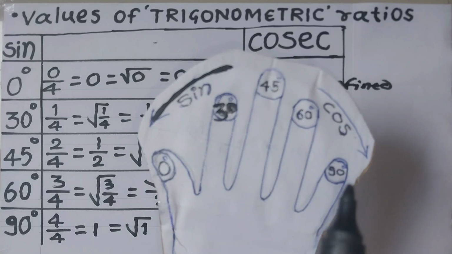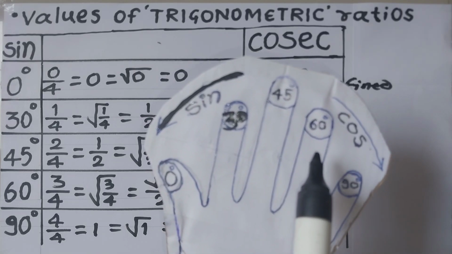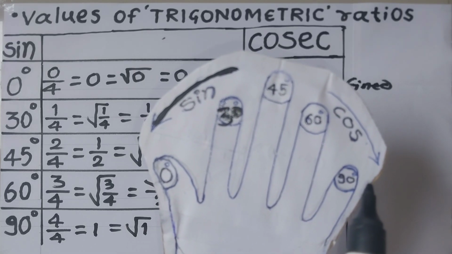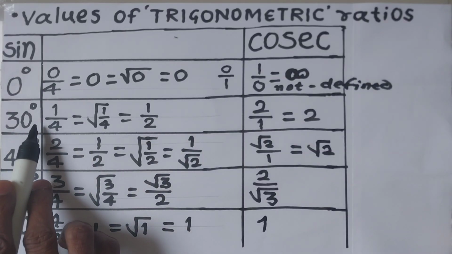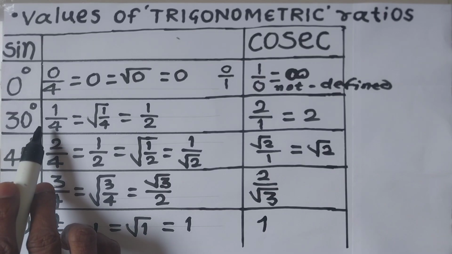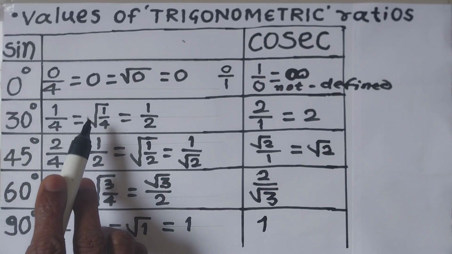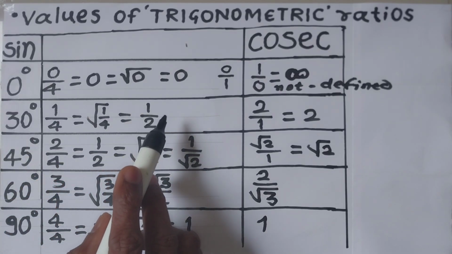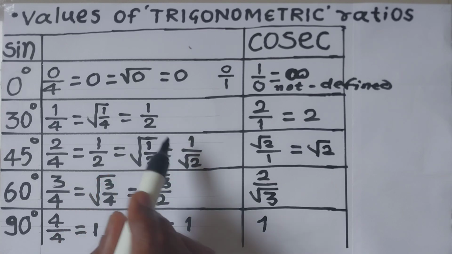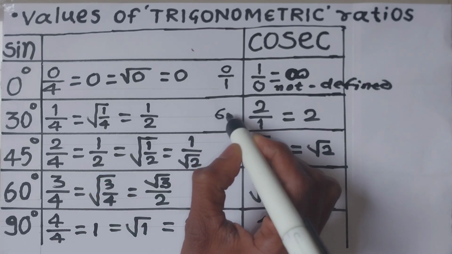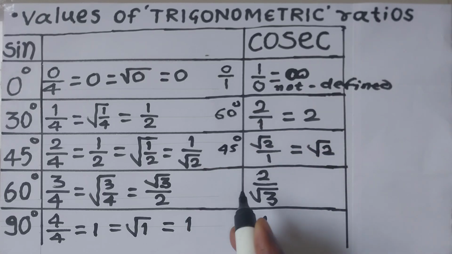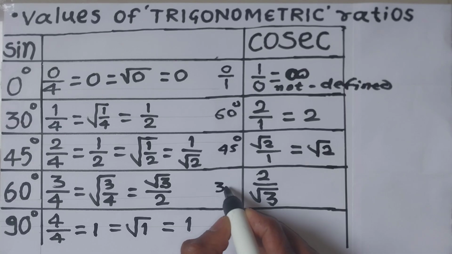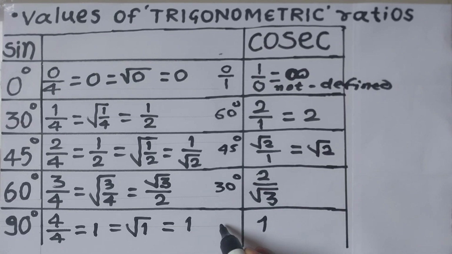Now we take cos 60. Cos 60, right side only one finger. So we write 1 upon 4. Look here, cos 60, 1 upon 4, the square root of 1 upon 4 is equal to 1 upon 2. This is the value of cos 60. This is the value of cos 45. This is the value of cos 30 degree, and this is the value of cos 0 degree.